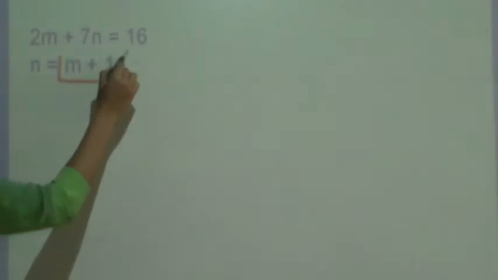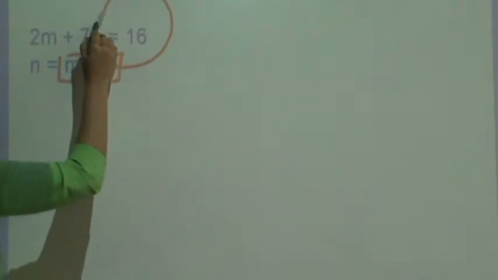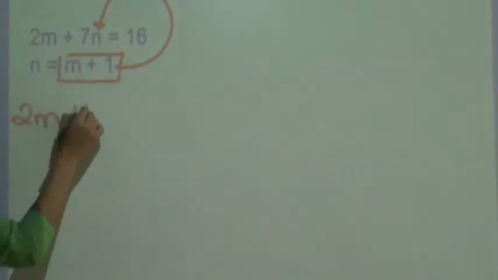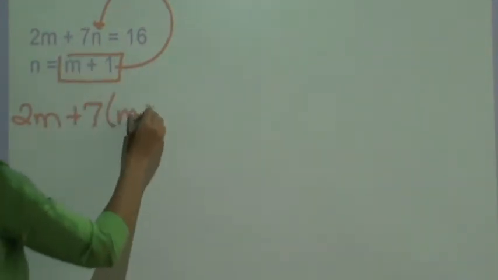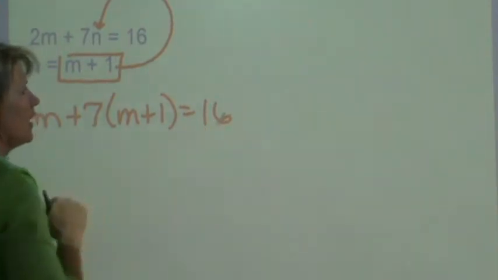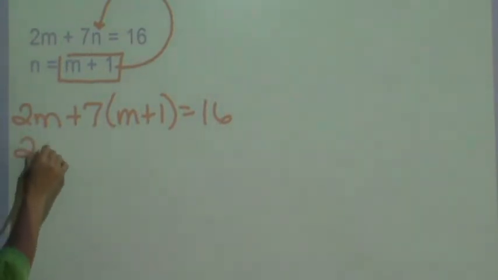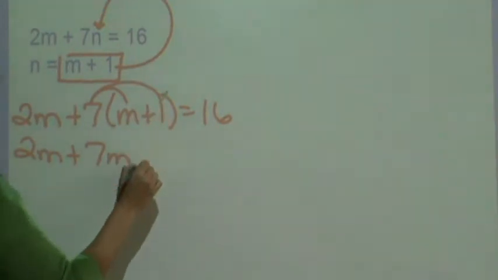All right, so let's try this one. I'm going to take this one because it's solved for n, and I'm going to put it in the other equation in place of n. So bring down my 2m, bring down my plus 7, but instead of n, I'm going to put in m plus 1. All right, I'm going to call this a medium difficulty, okay, because we're going to have to also distribute on this one. All right, so 7 times m is 7m. 7 times 1 is 7.